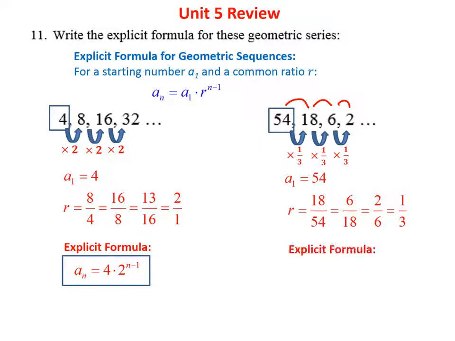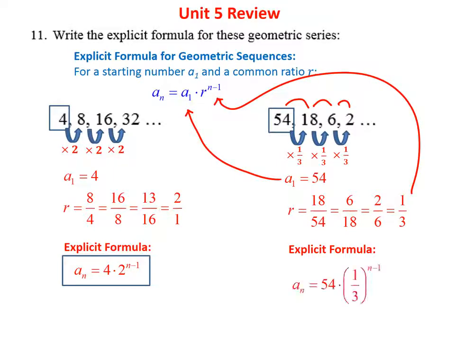They're identical. And so now we can complete the formula by plugging 54 into a1 and 1/3 into r. We put those numbers in, and there's our second one. The nth term is 54 times 1/3 to the n minus 1.